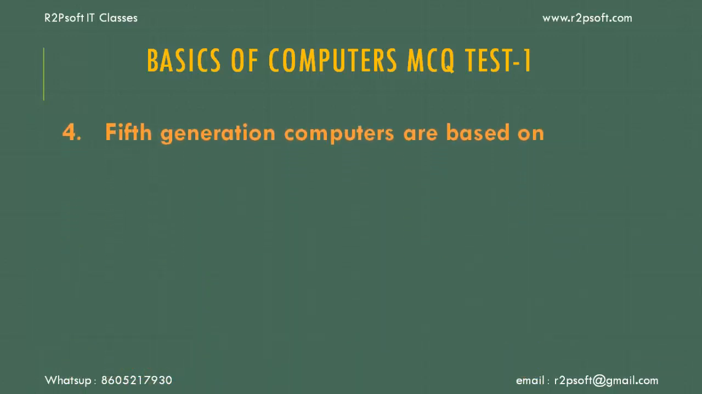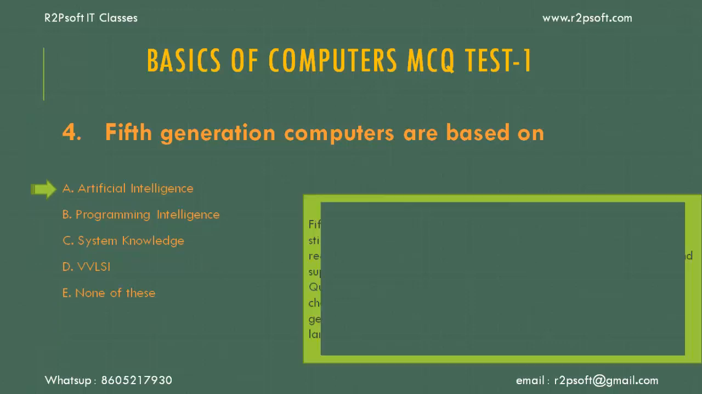Fourth, fifth generation computers are based on: A. Artificial intelligence, B. Programming intelligence, C. System knowledge, D. VVLSI, E. None of these. Answer is A. artificial intelligence.